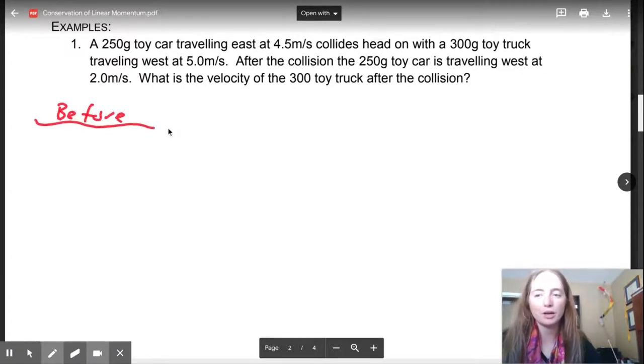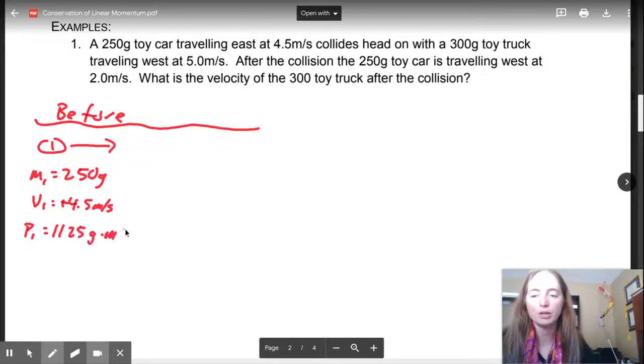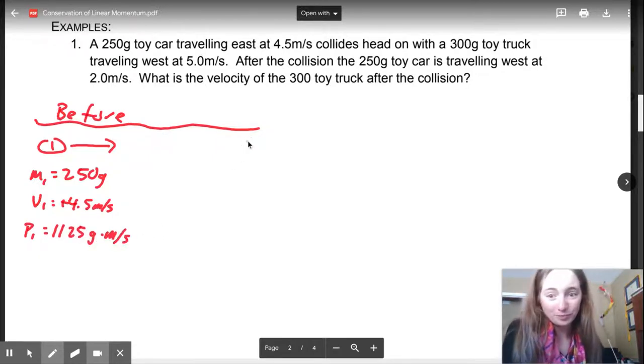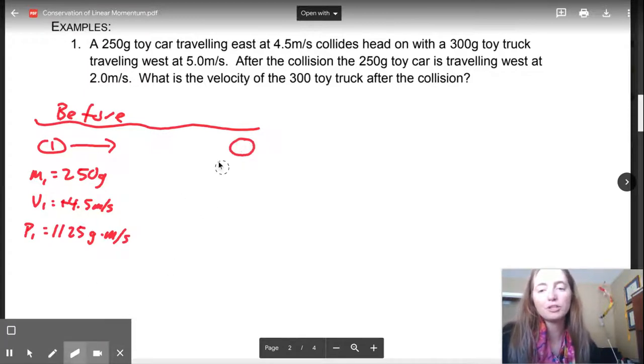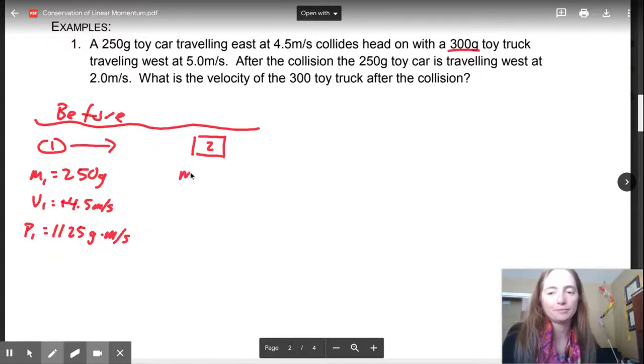So we had object 1, with M1 of 250 grams, and V1 of 4.5 meters per second, positive because it's east. We had P1 of 1,125 gram meters per second. All right. Now we're going to have object 2. I'm going to make object 2 a rectangle. So object 2 is this 300 gram toy truck.